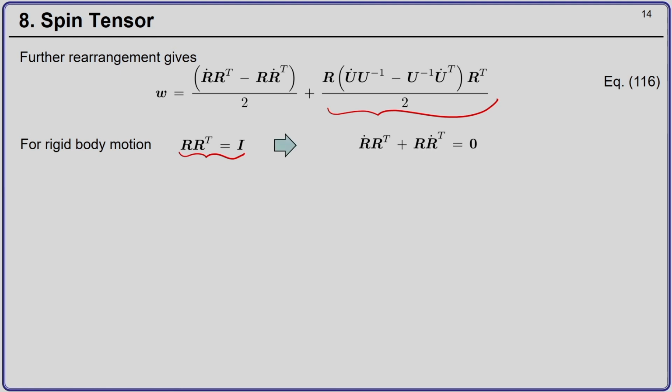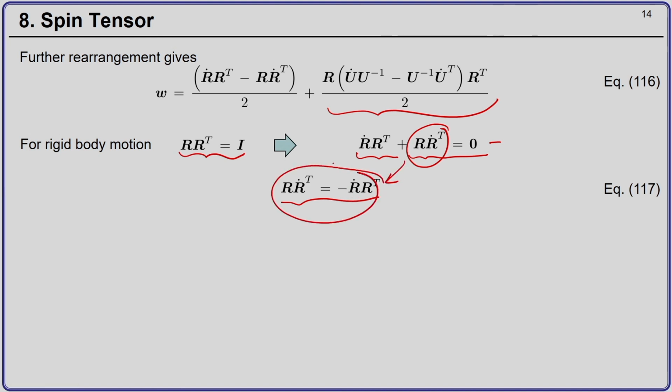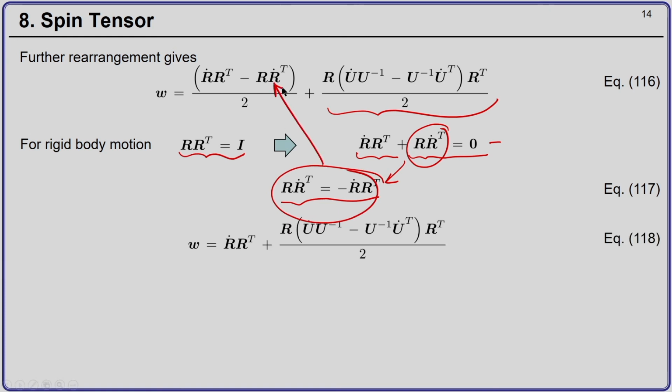If I take the time derivative, I get R dot R transpose plus R dot transpose equal to 0 tensor. So, I can write R dot transpose as minus of R dot R transpose, and this I can use here. If I use that here, I will get W is R dot R transpose plus the second term.